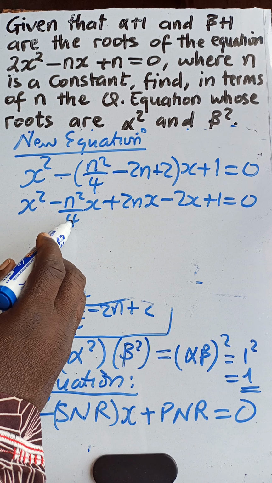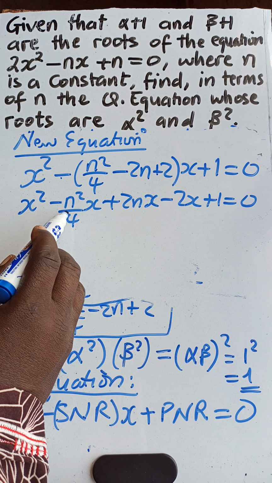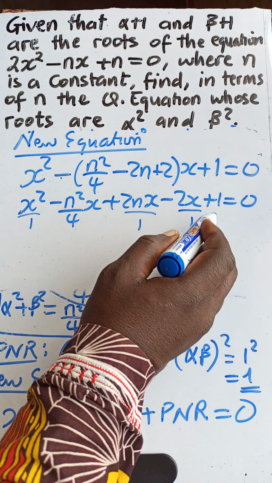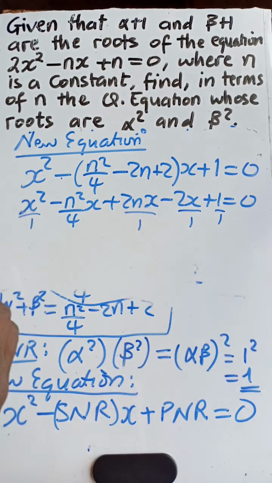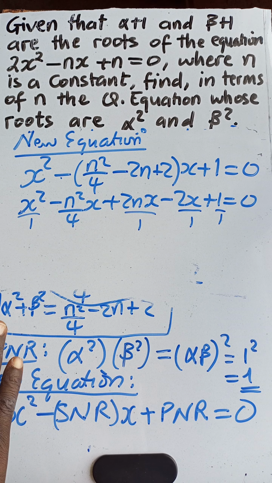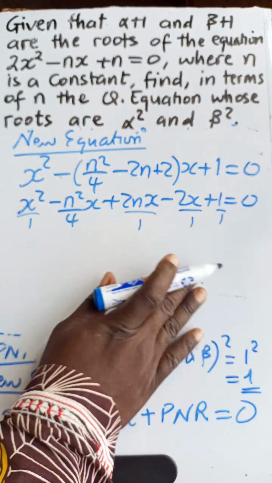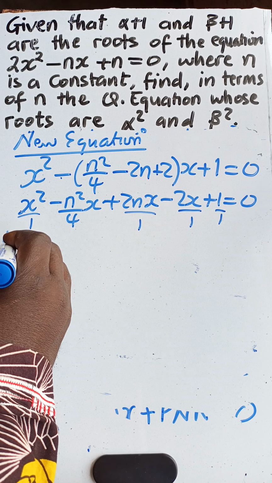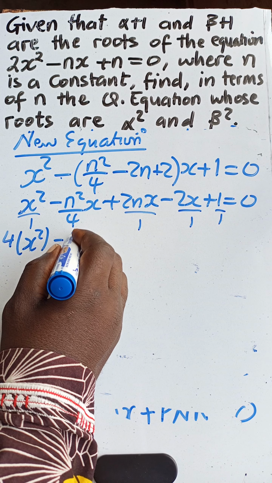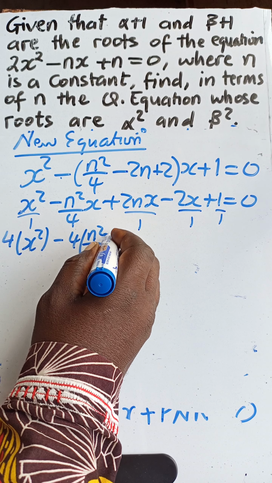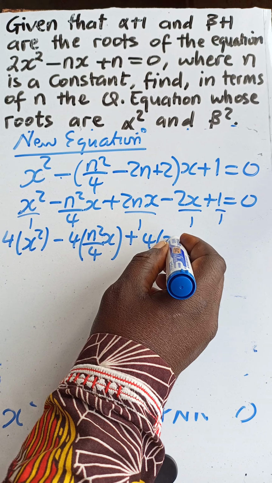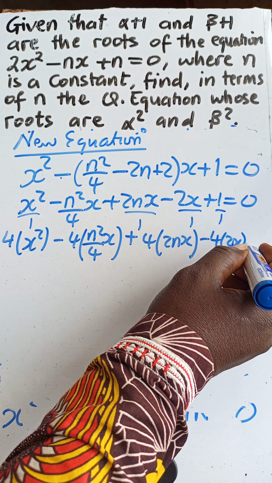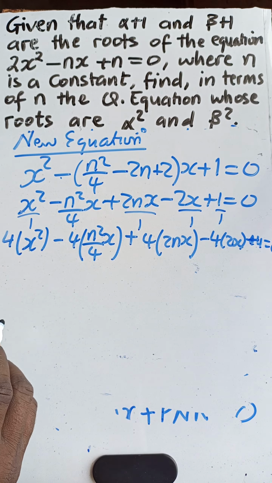Now to do away with this denominator, we don't want to work with fractions like this. Since the other ones, their denominators are 1, we can write all of this as all over 1. The LCM of 1 and 4 is 4. So we're going to multiply all through by that LCM, which is 4. So we'll multiply each term in this expression by 4. That's going to give us 4 into x squared minus 4 into n squared all over 4x plus 4 into 2nx, minus 4 into 2x plus 4 equals 0.